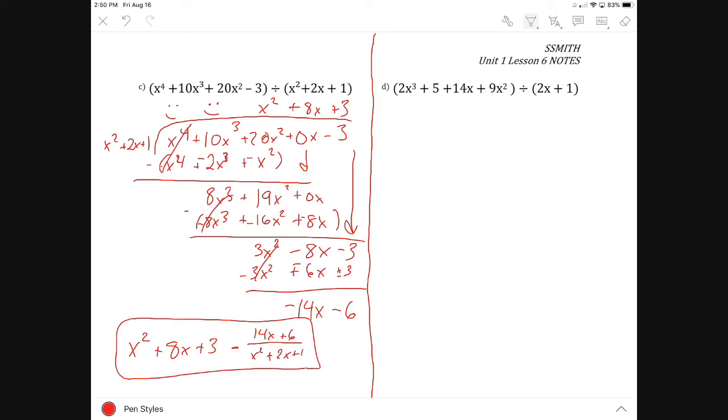So again, I know this is super tedious, but you've got to go through each different step and make sure you're not missing anything before you move on.